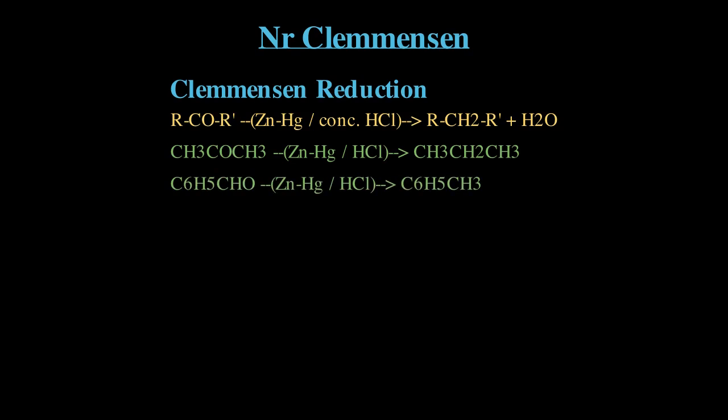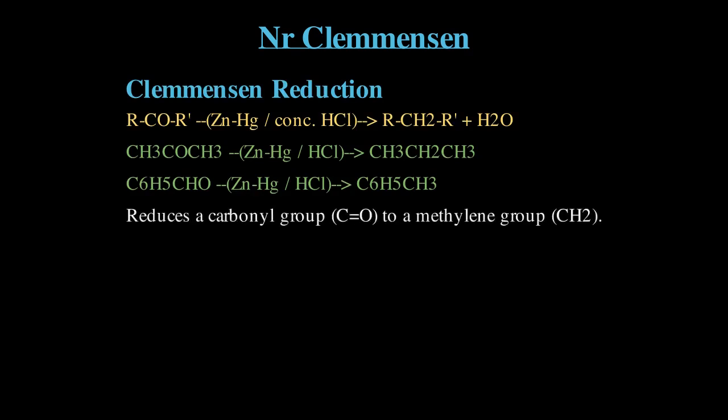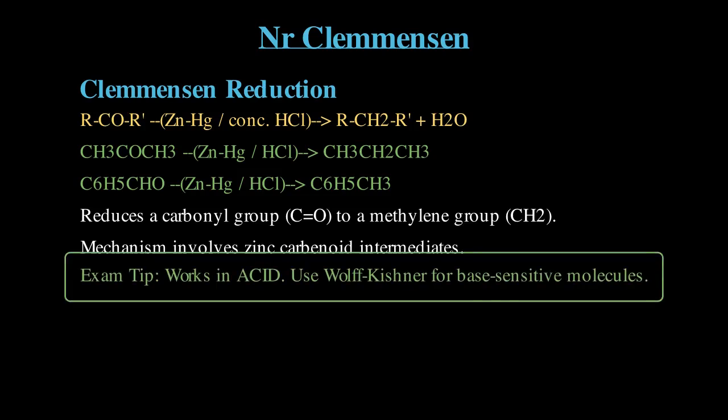The mechanism is quite complex and involves intermediates called zinc carbenoids on the surface of the amalgam. Fortunately, you don't need to know the detailed mechanism for your NEB exam. What you must know is the transformation and the conditions. Here's a crucial exam tip: the Clemmensen reduction is performed in a strong acidic medium. This means it's unsuitable for compounds that are sensitive to acid. For those, we use the Wolff-Kishner reduction, which achieves the same C=O to CH2 conversion, but in a basic medium.